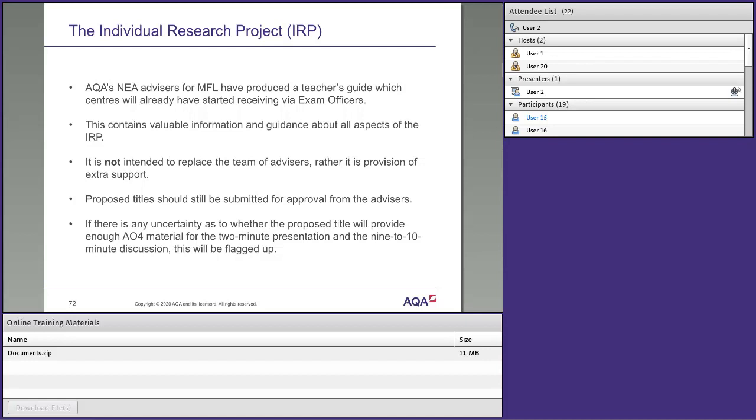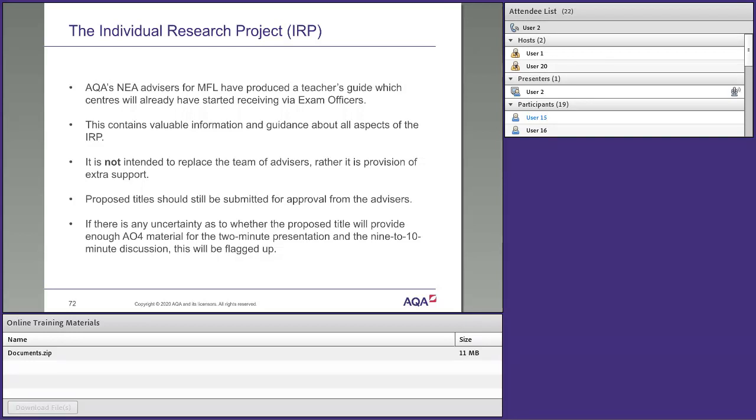It doesn't, however, replace the team of advisors, so it's extra support, but the titles that you are proposing to use should be submitted for approval from the advisors. And certainly in 2019, a lot of schools didn't do this. So once you've got your titles, send them to your advisor. You can find out from MFL who that is. And if there's any uncertainty as to whether the title will provide enough AO4 material for the presentation and the ensuing 9 to 10 minute discussion, this will be flagged up.